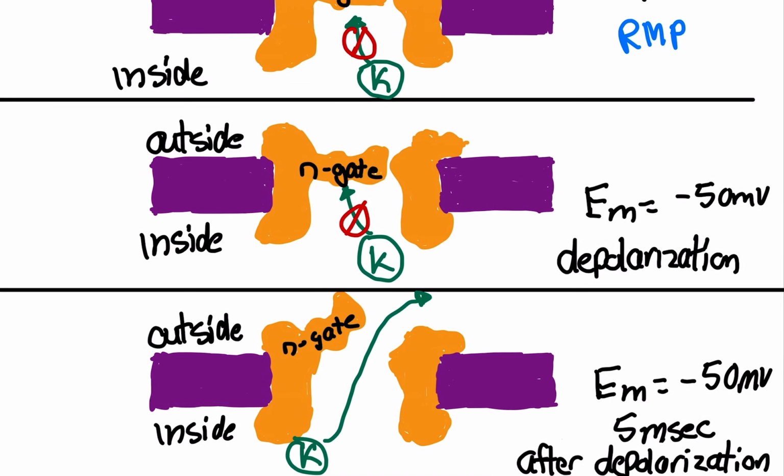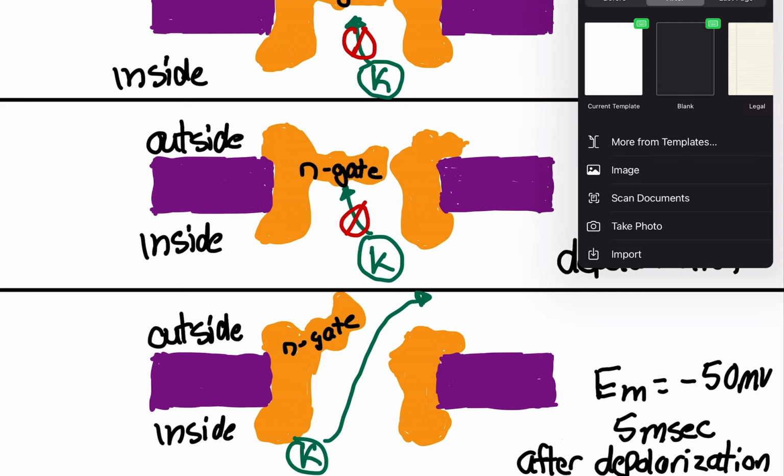Now say we depolarize, and now we're back at negative 50 millivolts, after the depolarization happened. The gate is open. What I'm trying to prove here is that the potassium channel takes a while to open. So potassium can now go outside the cell. You're probably still confused, which I wouldn't blame you because it's a little tricky without the action potential graph. So I'm going to draw that.